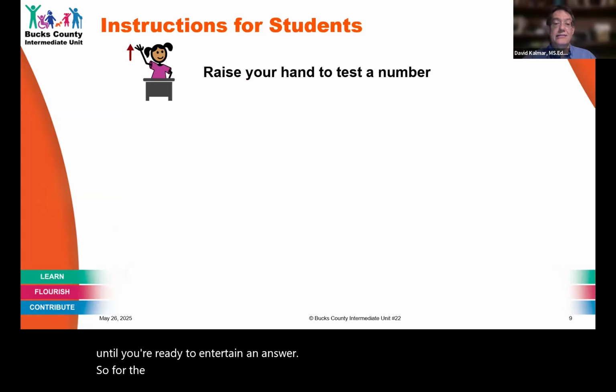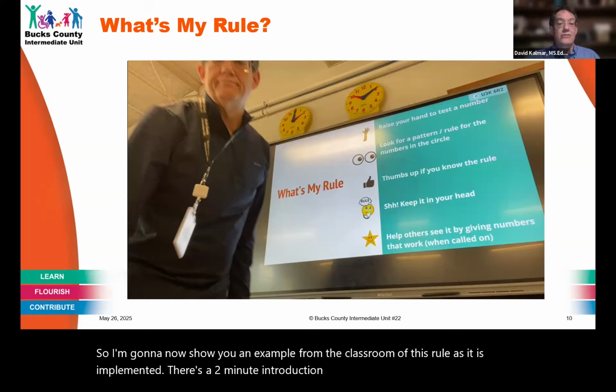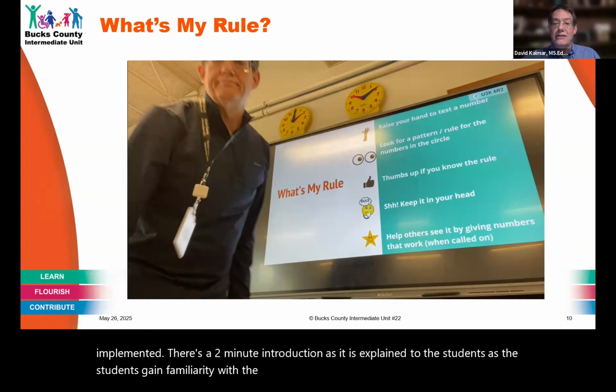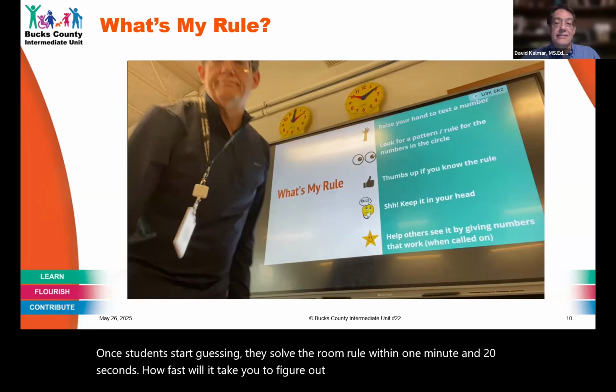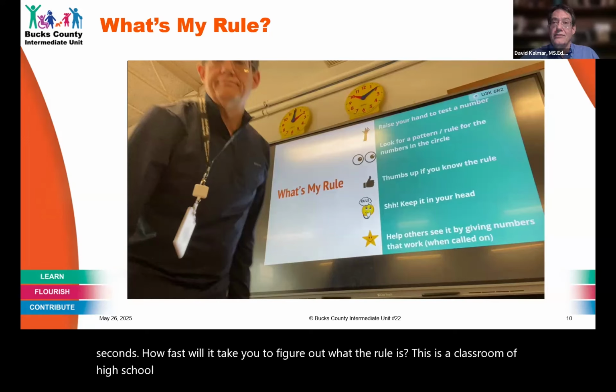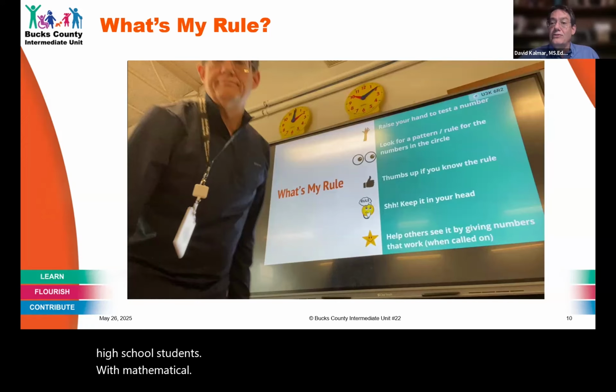So I'm going to now show you an example from the classroom of this rule as it is implemented. There's a 2-minute introduction as it is explained to the students. As the students gain familiarity with the process, that amount of time can be cut down. Once students start guessing, they solve the rule within 1 minute and 20 seconds. How fast will it take you to figure out what the rule is? This is a classroom of high school students with mathematical aptitude ranging from first grade through fifth grade math. And this particular number sense routine is appropriate for all of them.